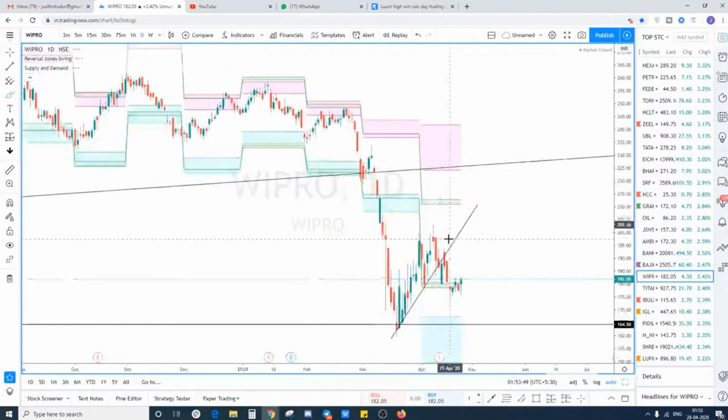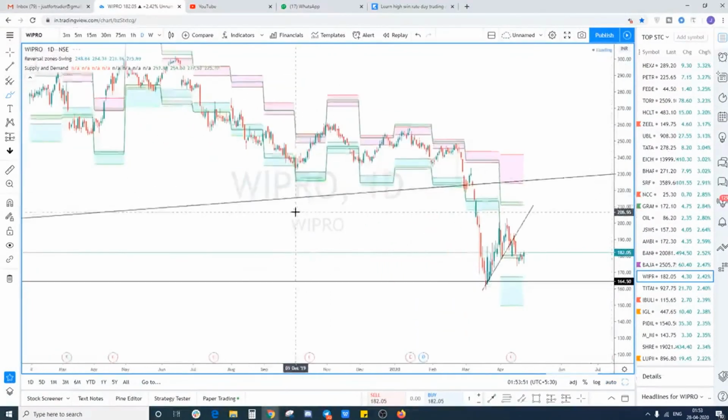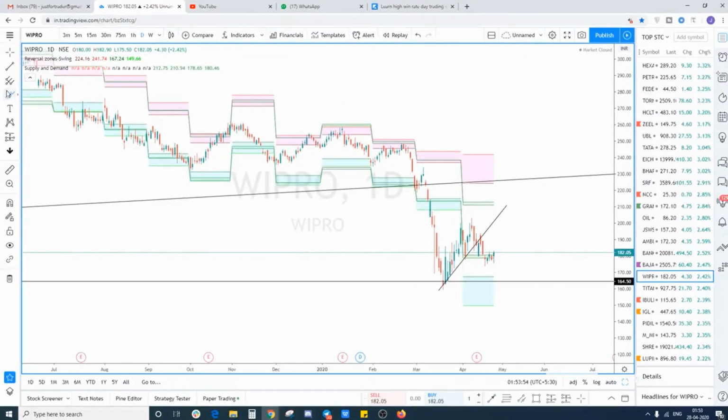Wipro. Look at this. It touched the zones, came here. Touched the zones, came here. Touched the zones, came here. After the break, look at the move. Right? This is how I made good money.